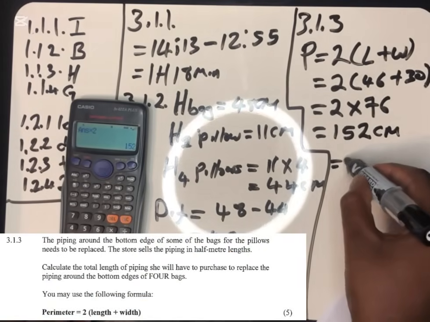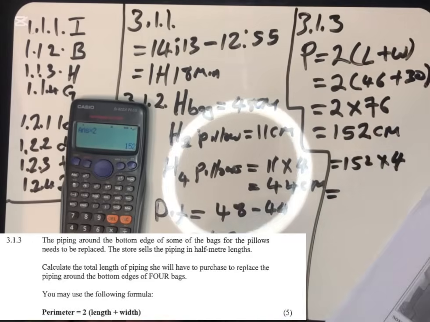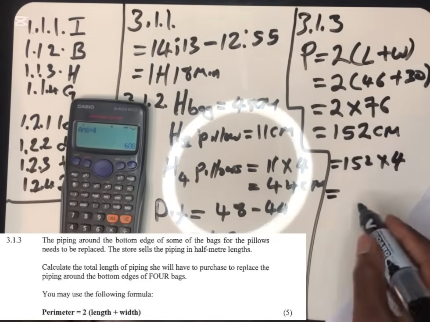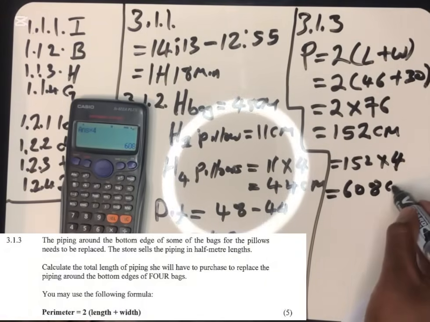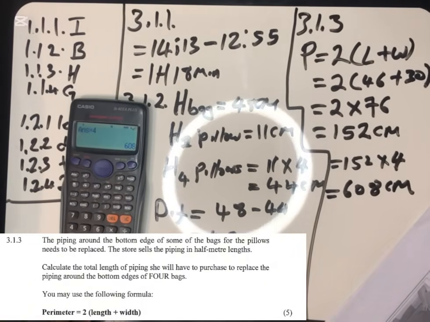So we are now going to say 152 multiplied by 4 bags. We're going to find that the total is 608 centimeters. They need to buy material that will cover 608 centimeters. And you should not forget that they are selling this in what? In half meters. So we are having centimeters and half meters. We cannot do calculations with different units. We must convert this to meters so that we have the same units.